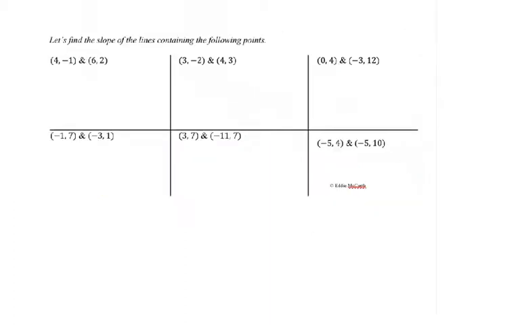So let's do some slope problems now. Let's find the slope of the lines containing the following points. And all you're going to do on these is use that formula: y2 minus y1 over x2 minus x1. So I'm going to do a couple for you guys, but then I'm going to leave some for you to work on your own. Let's label them, all right? This is y2. This is y1. This is x2. This is x1. Now I'm just going to fill in those numbers where they belong in the formula.